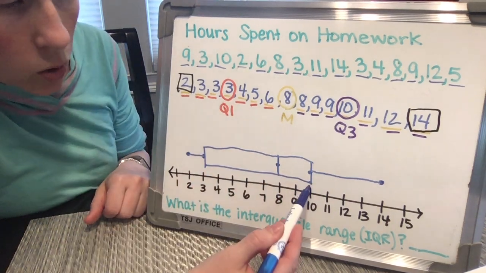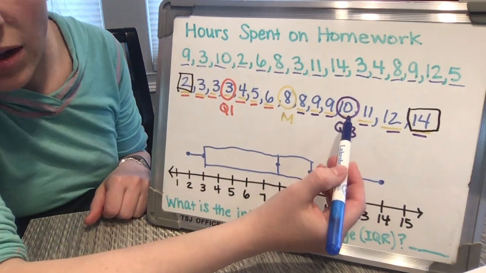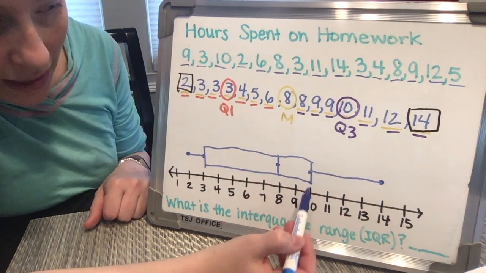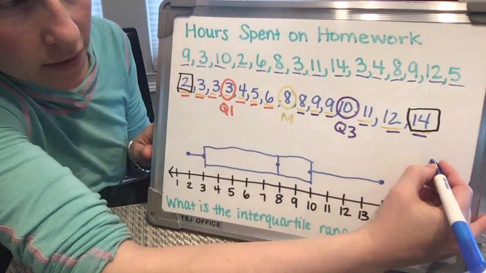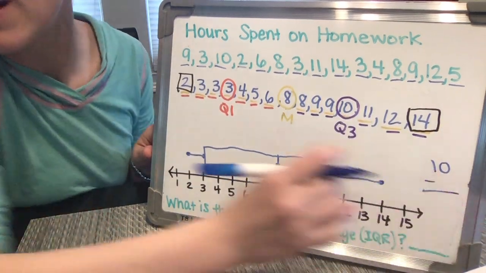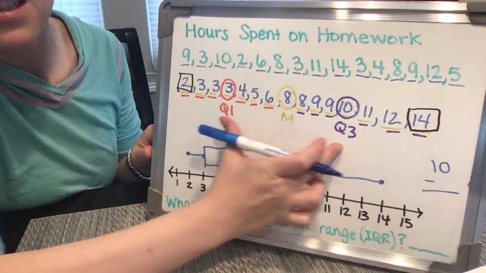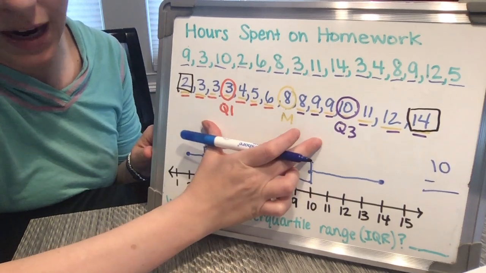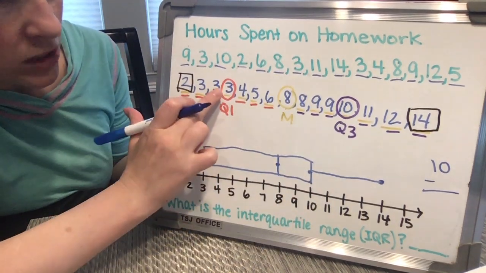So I'm going to take quartile 3, which is 10, whether you're looking at your list or the right side of your box. We have a 10. I'm going to jot it off to the side over here. And then we're going to subtract, because we're finding the interquartile range, the range between my quartiles. I'm going to subtract quartile 1, which is 3.